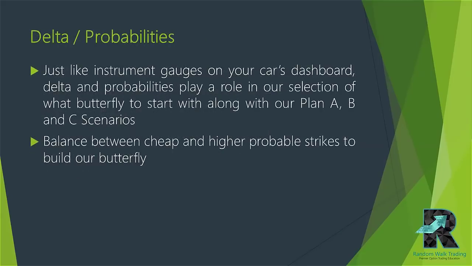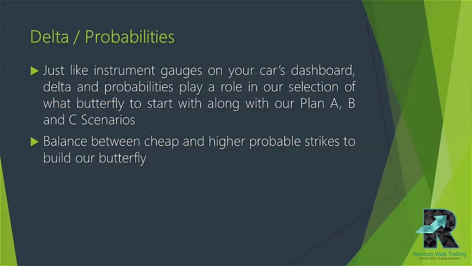Delta and probabilities, just like instrument gauges on your car's dashboard, play a role in our selection of what butterfly we are going to start with, along with our plan A, plan B, and plan C. And then a balance between cheap and higher probability strikes to build our butterfly. So when we look at delta, many times people like to sell 30 delta options. Nothing wrong with that. And then you go out to your 1 standard deviation, you're looking at your 16 deltas, and then you build a condor, build a butterfly, or something around it.